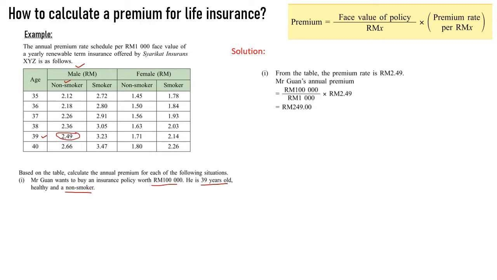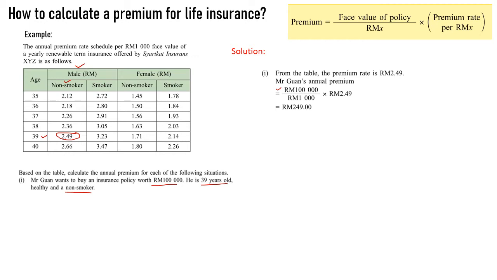So this is the rate that he needs to pay. The solution: from the table, the premium rate is 2 ringgit 49 cent. And then Mr. Guan's annual premium. To calculate the annual premium, this 100,000 is actually the total insurance policy that he wants to buy. So this is the face value of the policy. And then the 1,000 refers to the premium rate schedule per every 1,000.